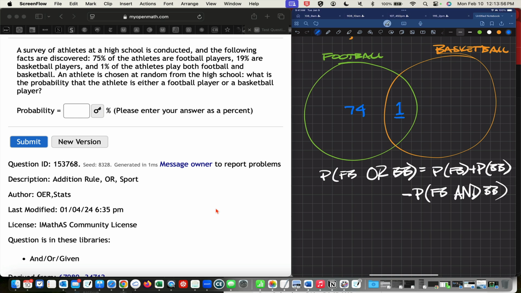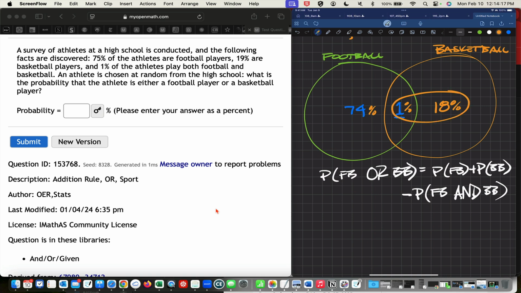And then I have to do that same thing over here for the basketball. It says that 19% of the athletes are basketball players. And if I take that 1% and subtract from the 19, I have 18%. These are all percentages. But when I do that, I still have a total of 19% inside the basketball circle.